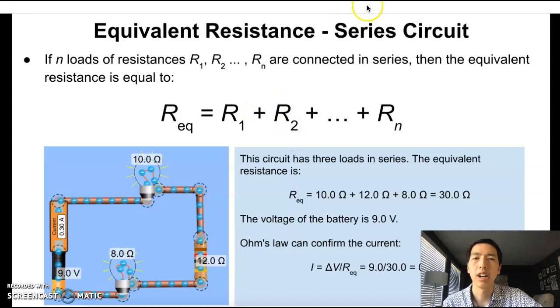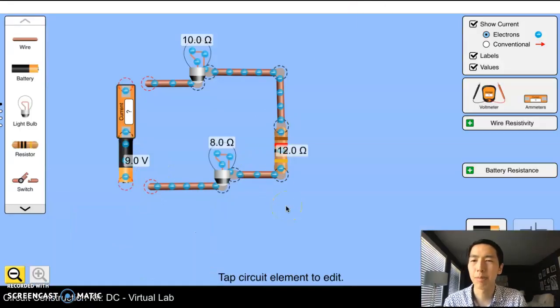So here's a series circuit I made in the circuit construction kit online, and it's series because there's only one path. Okay, there's no junctions. Right now it's not connected yet to the battery. So I've got a 10 ohm light bulb, a 12 ohm resistor, and an 8 ohm light bulb. I'm going to plug them all into this battery. And the question is, how much total resistance is this 9-volt battery going to experience?